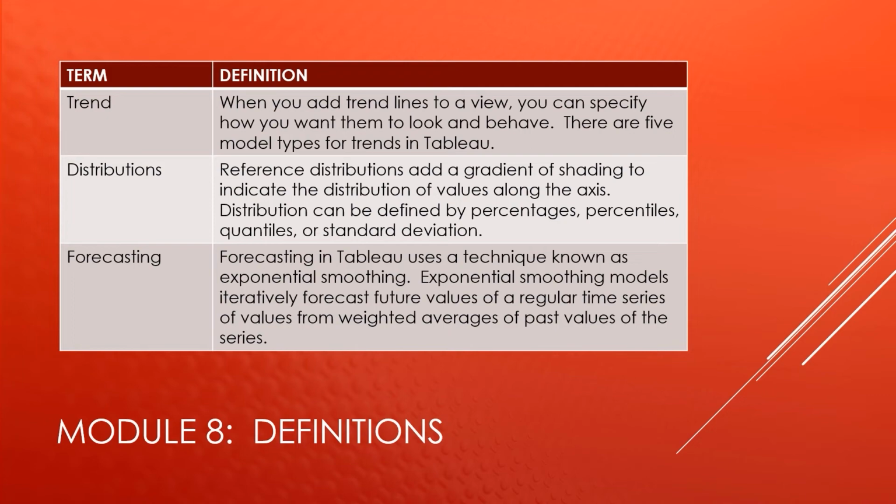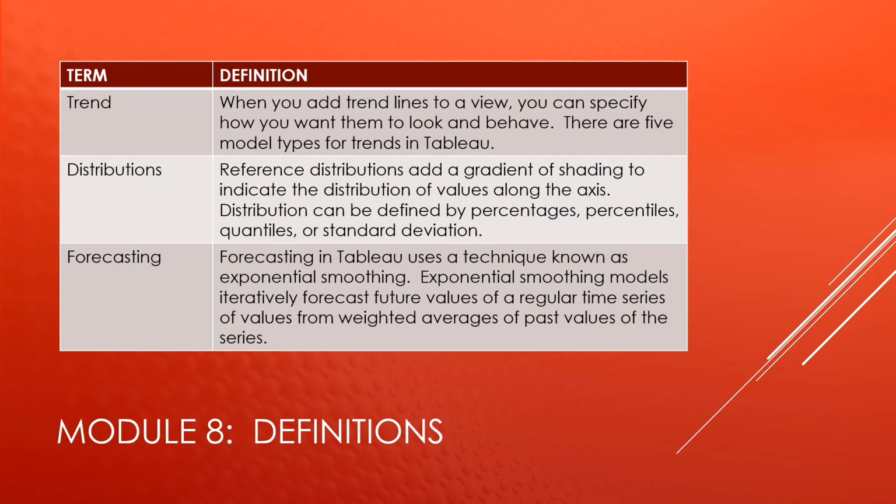We did a distribution band earlier, but we have the definition here. So reference distributions add a gradient of shading to indicate the distribution of values along the axis. Distribution can be defined by percentages, percentiles, quantiles, or standard deviation. And then forecasting in Tableau uses a technique known as exponential smoothing. Exponential smoothing models iteratively forecast future values of a regular time series of values from weighted averages of past values of the series.